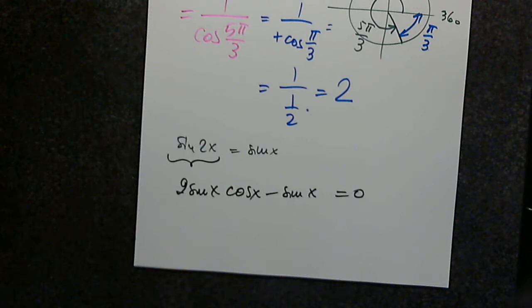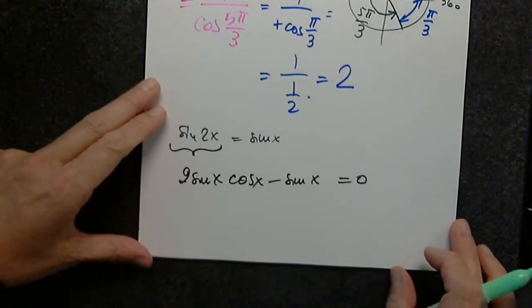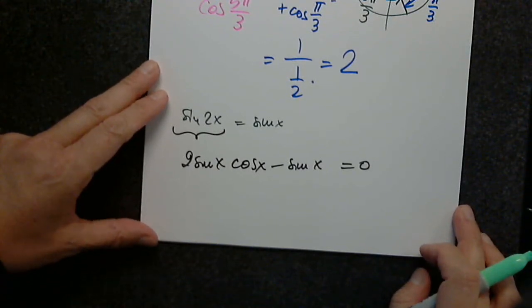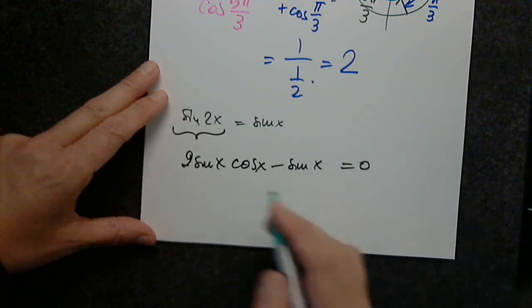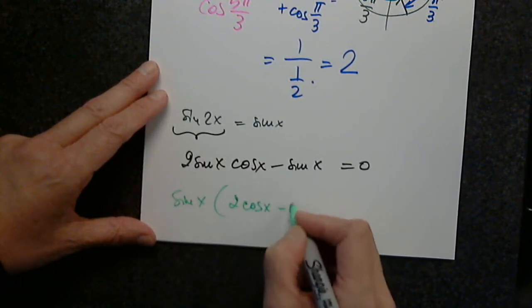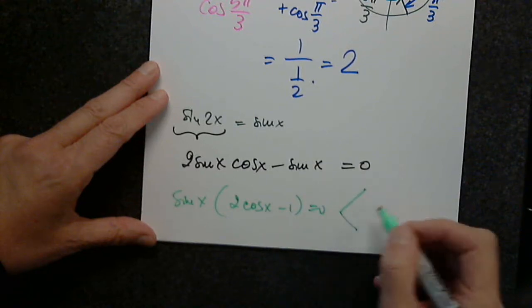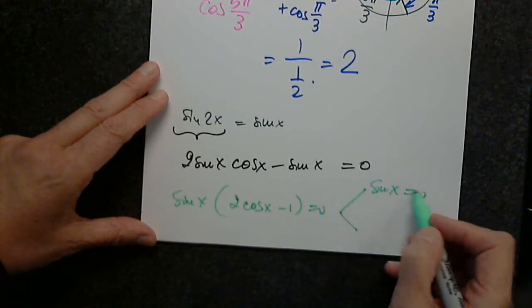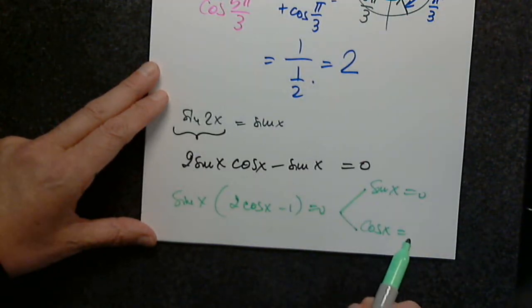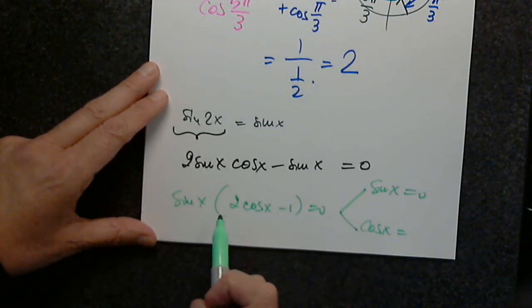I will have to look at these two terms and simplify. I cannot divide by sine or cosine. Yes, I'm factoring out sine, so this is 2 cosine x minus 1. So there are two options: when sine x is 0, or when cosine x is, move the minus 1, it becomes positive, and you divide by 2.